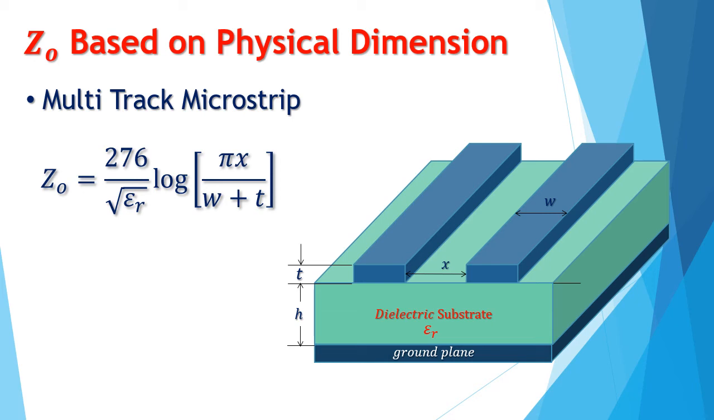Now these are the variables that you have seen from the microstrip and the strip line, but it has an added variable, the small x. This small x is the distance between the two copper traces.